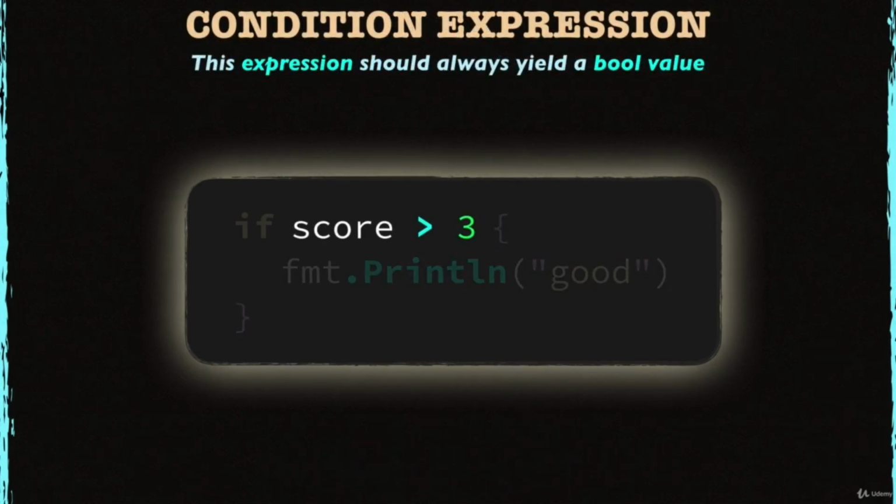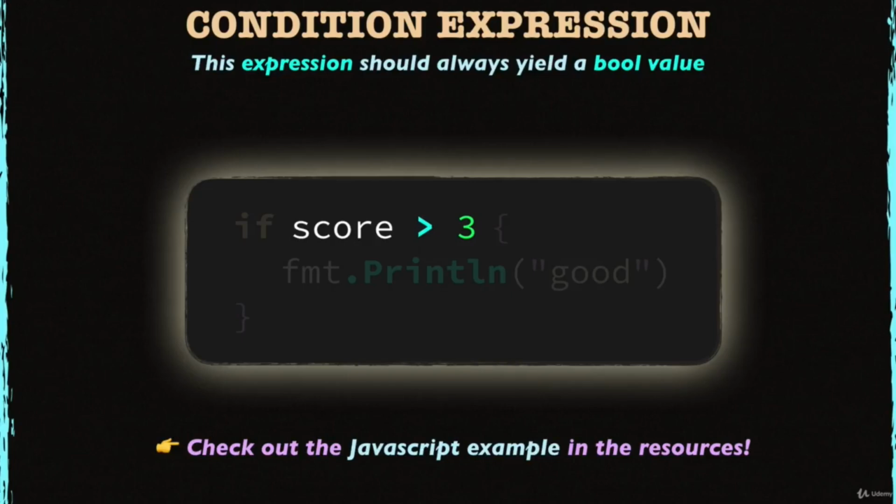This is the condition expression of the if statement. This expression should always yield a bool value. You already know what a bool expression is, right? So you can use any bool expression or a bool value here. As you know, Go's type system is unlike other C-based languages. So you can't use any other value than a bool. In JavaScript, for example, you can put any value in a condition expression and it will work, but not in Go. Check out the example that I've created for you to show you this. It's in the resources.